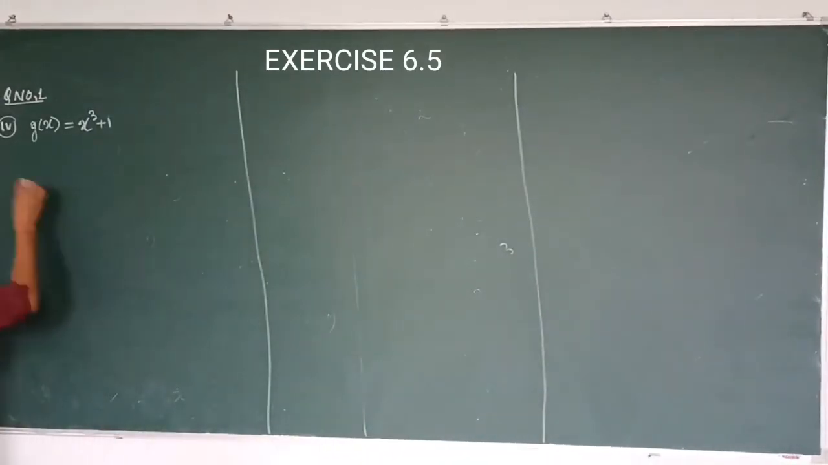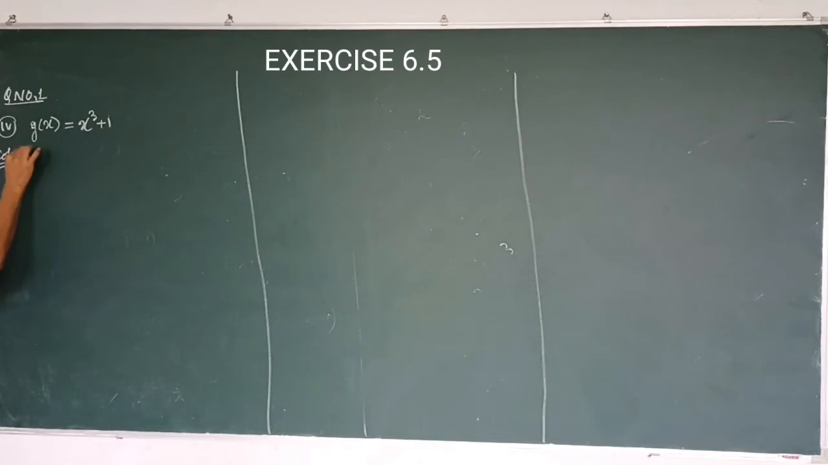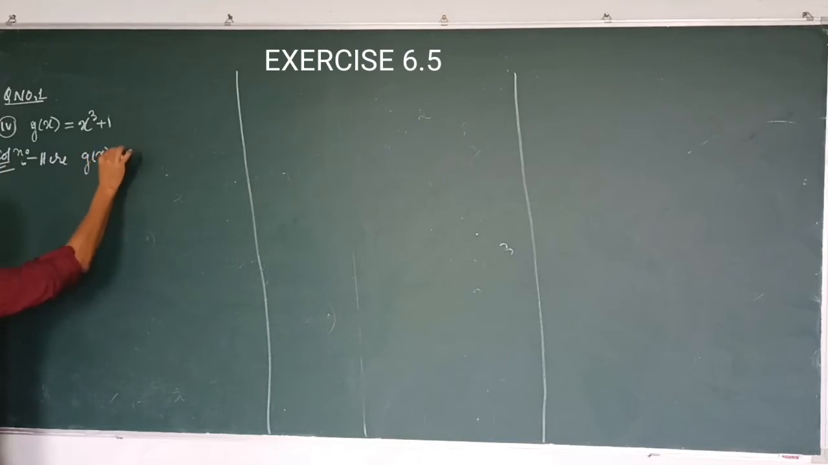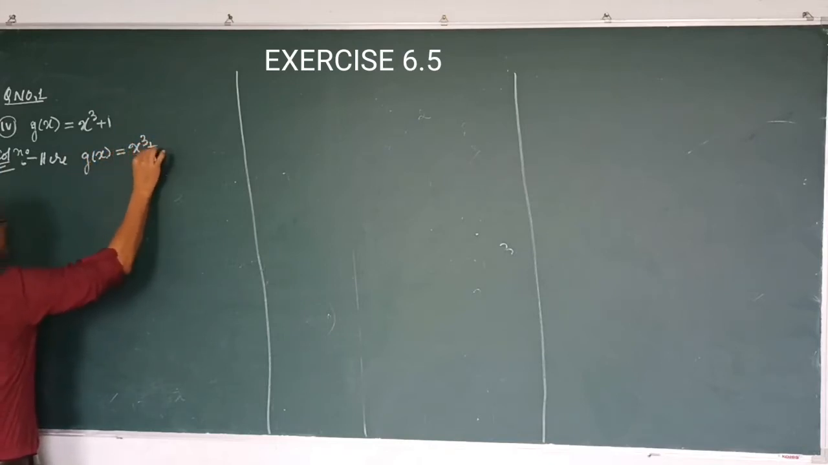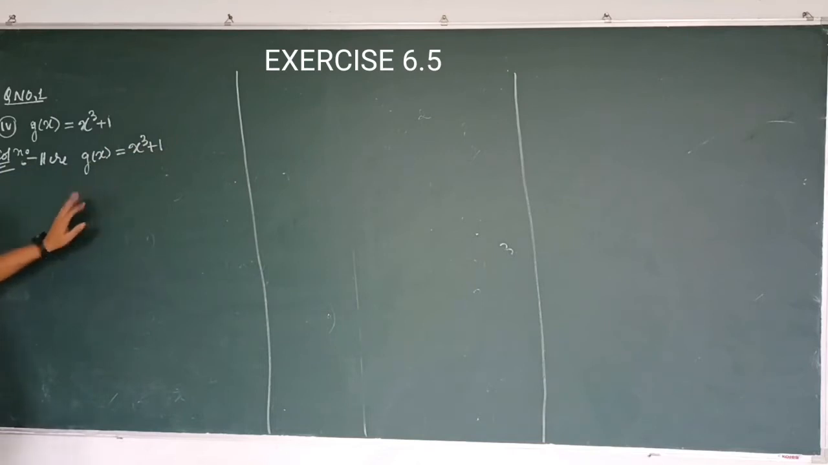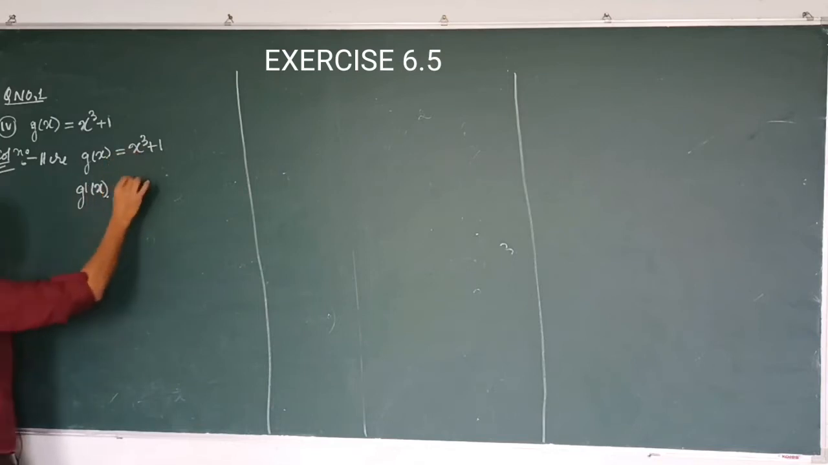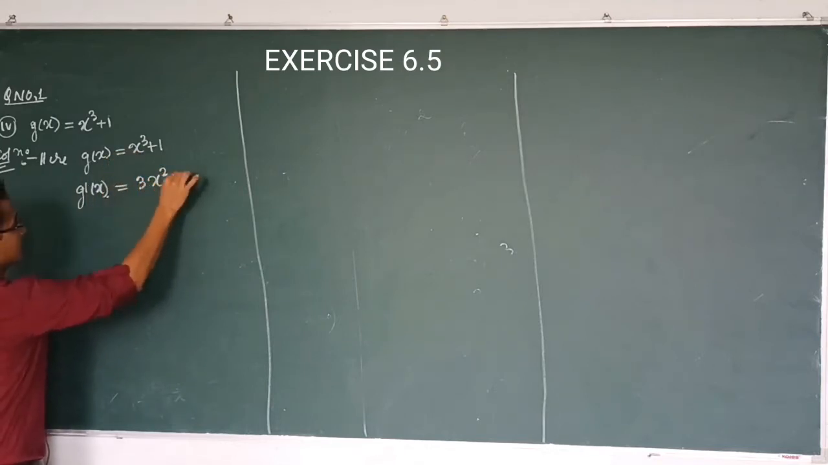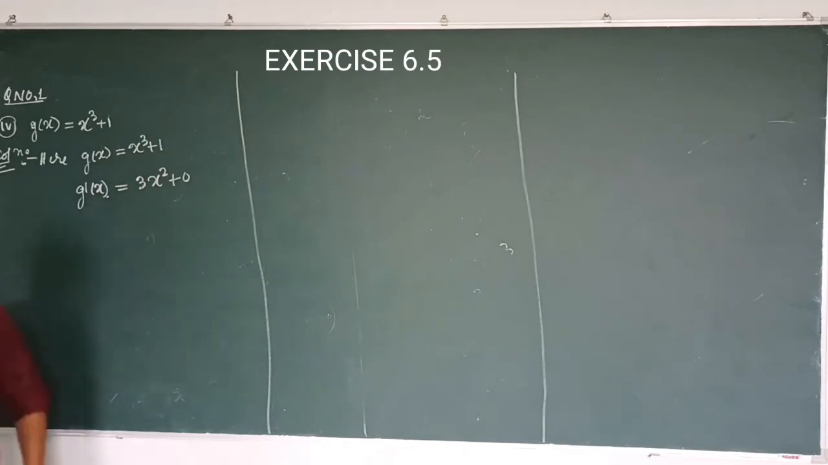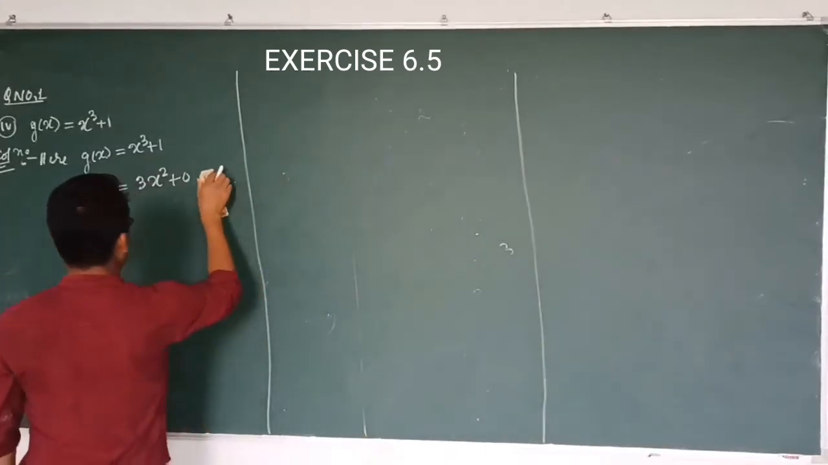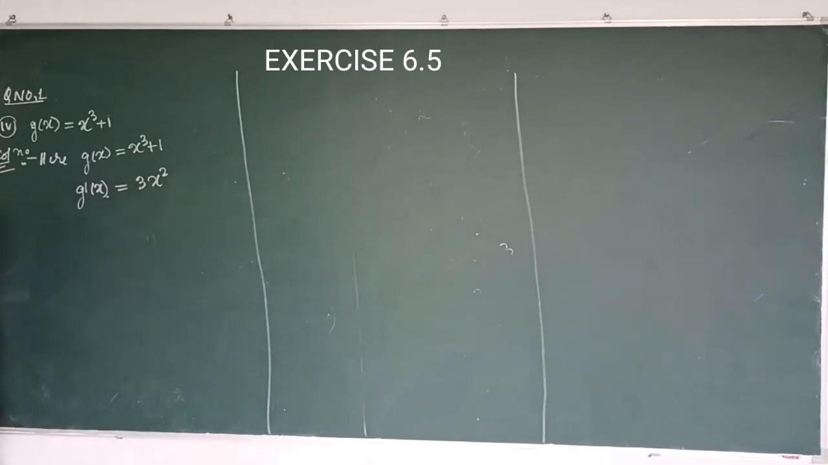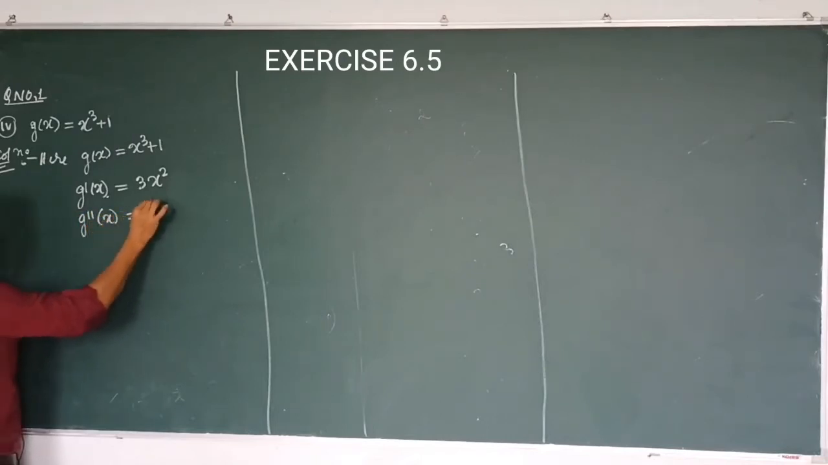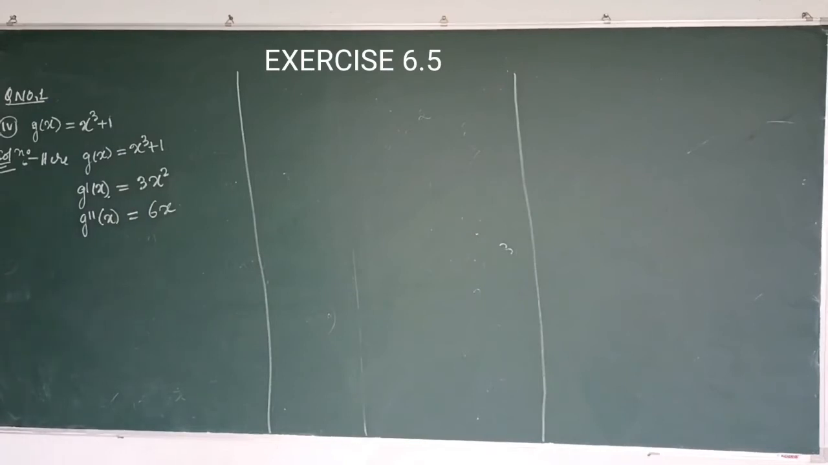We differentiate. So solution. We write the function here, g of x, which is equal to x cube plus 1. Now we find the first order derivative. This is 3x square plus 0. We don't write the 0, just for showing I show the 0 here. So this is 3x square. Similarly I will do the second derivative. This is 6x.